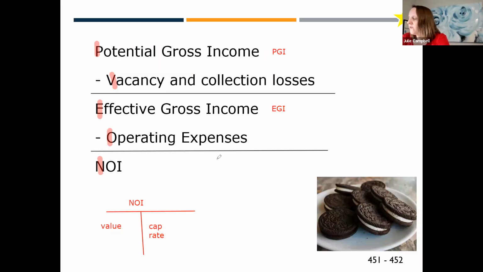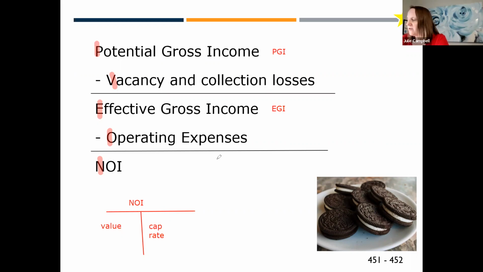But let's look on page 452. We have our sample income capitalization approach. So we start with our PGI, the max, 100% capacity. The max we can collect from rent on this property is $60,000 this year.